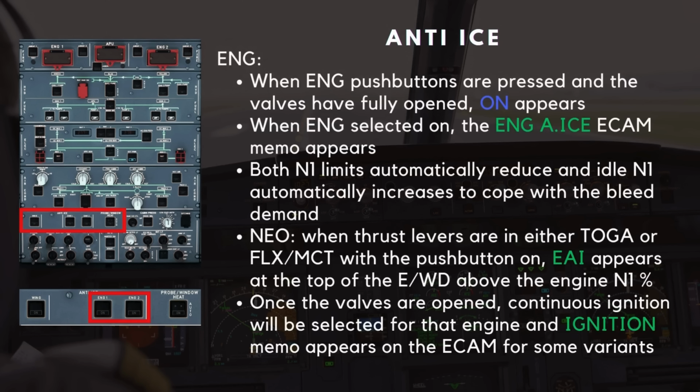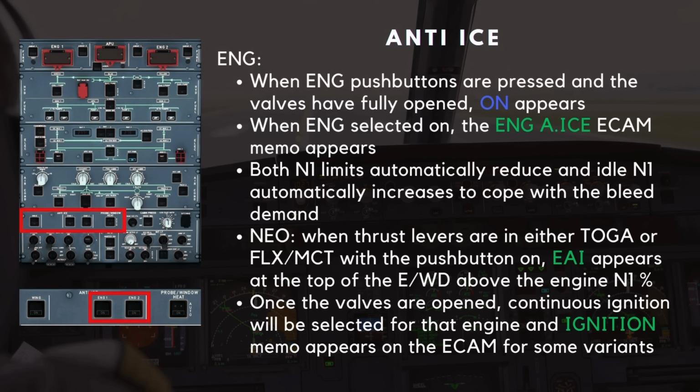In a similar fashion to the wing anti-ice, when the engine push buttons are pressed and the valves have fully opened, a blue on light appears. When the engine anti-ice is selected on, the engine anti-ice ECAM memo appears in green. Also, both engines' N1 limits automatically reduce and their idle N1s automatically increase to cope with the bleed demand.